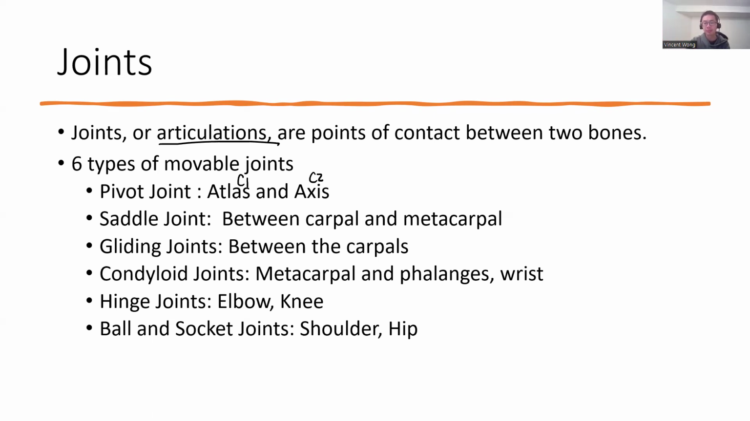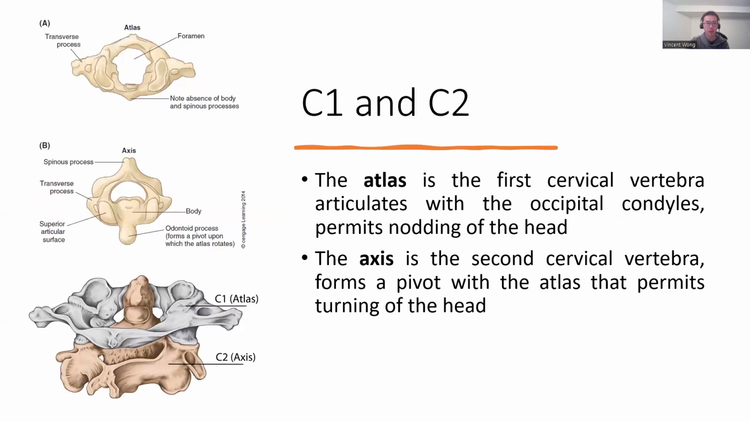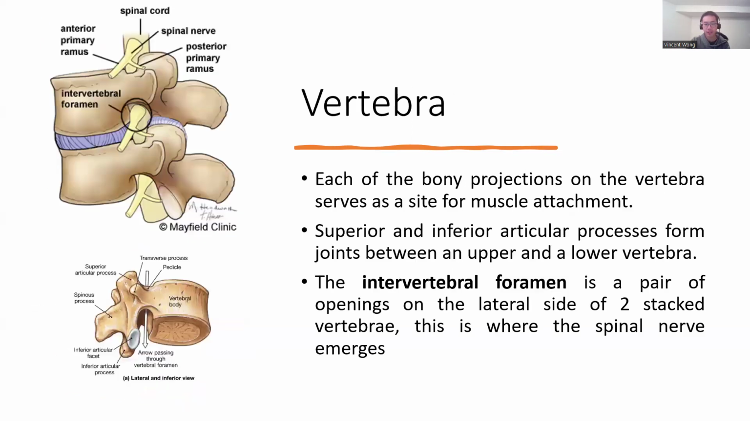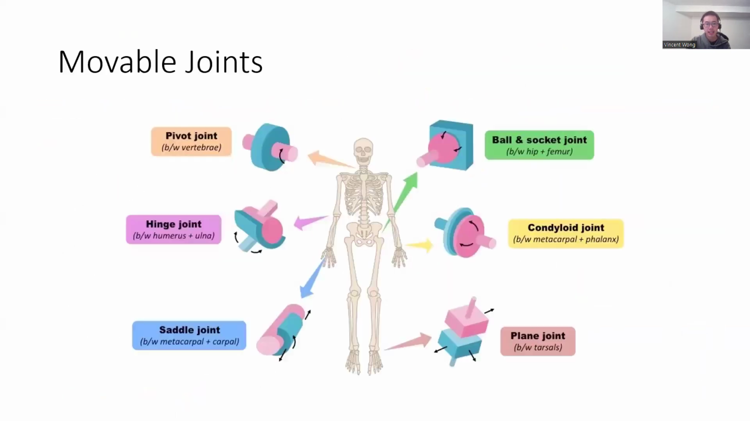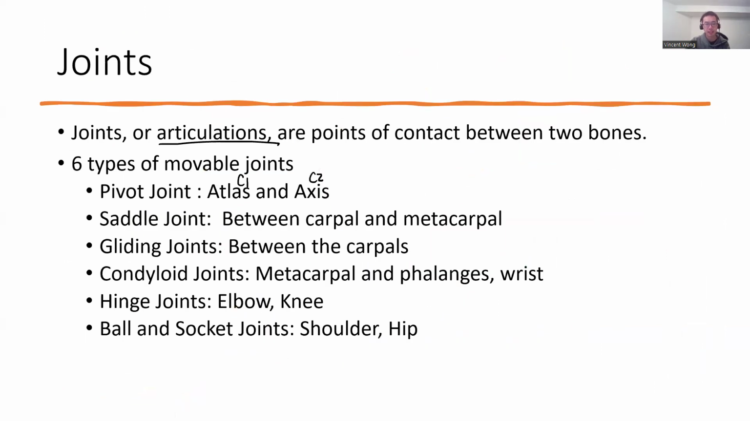Okay, so you might remember, I'm just going to go back to show you that C1 and C2 form the pivot joint by having the odontoid process of C2 protruding through the central foramen of C1. So it creates this pivoting joint that allows us to basically shake our heads. Okay, so that is pivot.